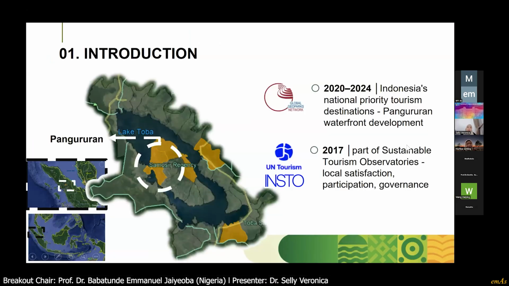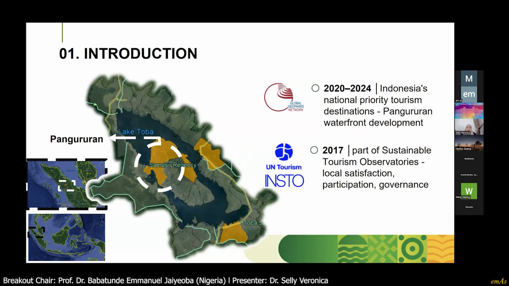Okay, so as the introduction and background of our research, we decided to research local satisfaction as the framework of sustainable tourism, especially for the co-creation of tourism in Pangururan city. Pangururan is part of the Samosir Regency. Pangururan is one of the sub-districts in the Samosir Regency, which is part of Lake Toba.